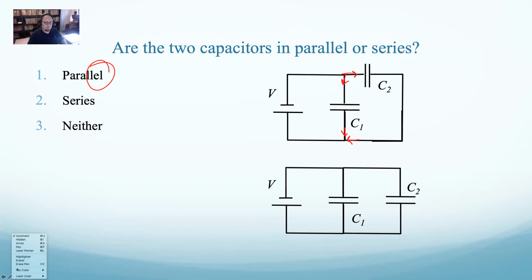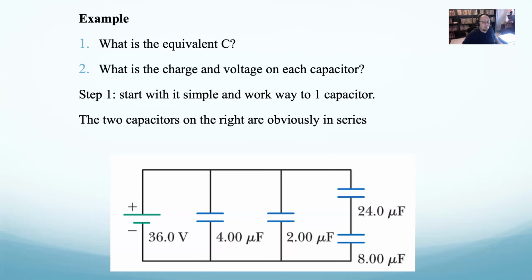Sorry. But we can use this to figure out exactly what was happening with the capacitors. So I'm going to walk through this one. I said this is a kind of simple one. I want to work this out to one capacitor. What I can see is this 4 microfarad is in parallel with this 2 microfarad, which is in parallel to this mess on the end. The 2 capacitors on the right are in series with each other. I can tell because they're just hooked up one after another.